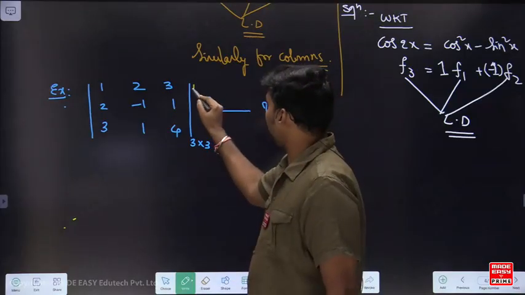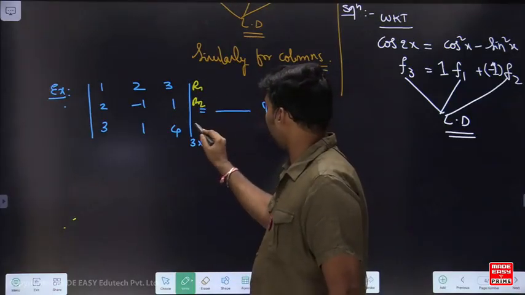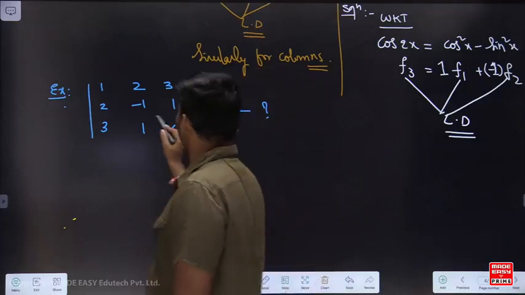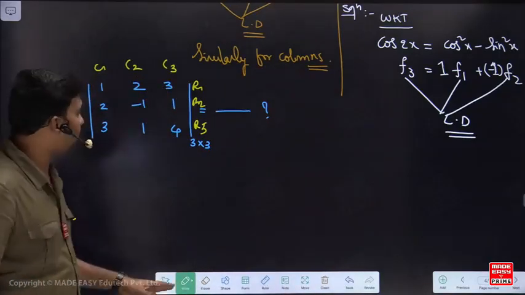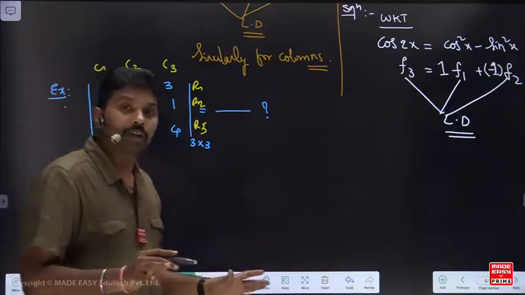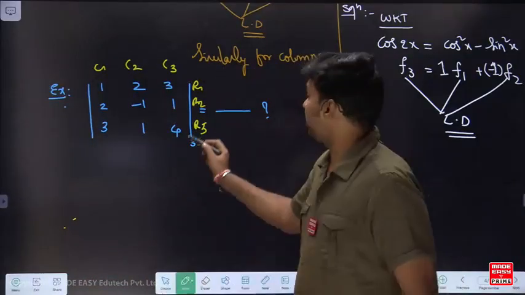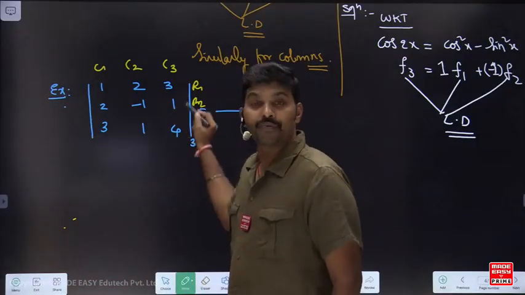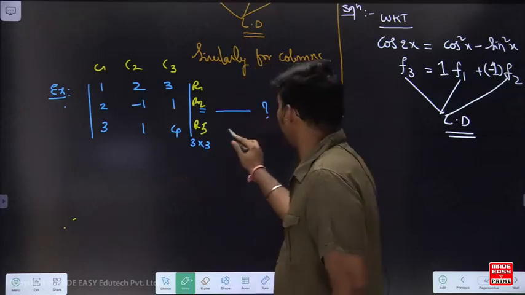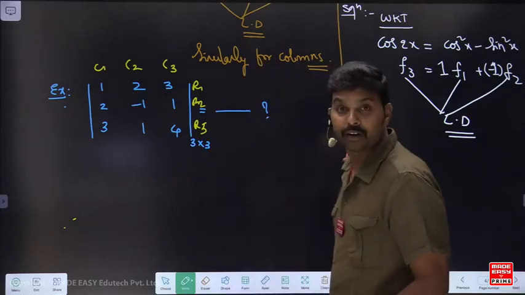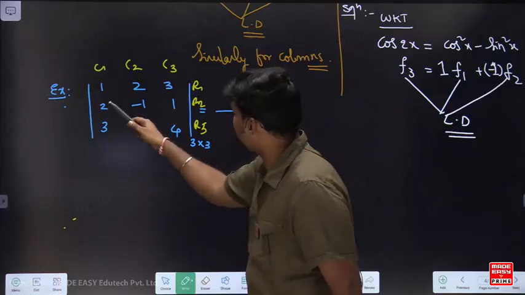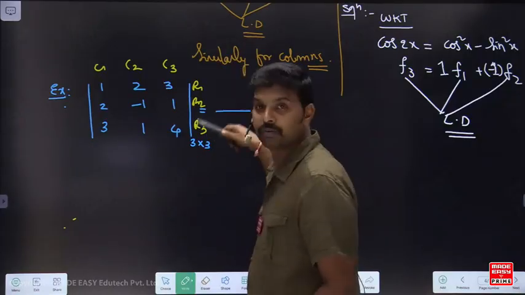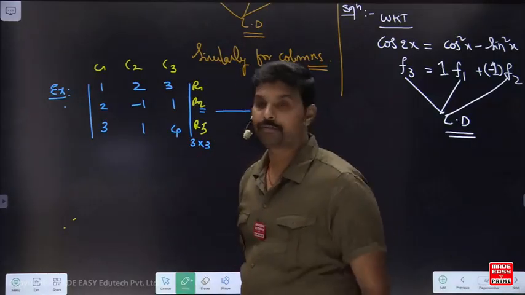There are three rows, R1, R2, R3 here, right? There is a C1, C2, C3 here. Now there are three columns and three rows here. Now my question is, is there any linear dependency? If there is any linear dependency, the determinant will be 0. Correct or not? Yes. So is there any linear dependency among the columns or among the rows? Anyone you take it.